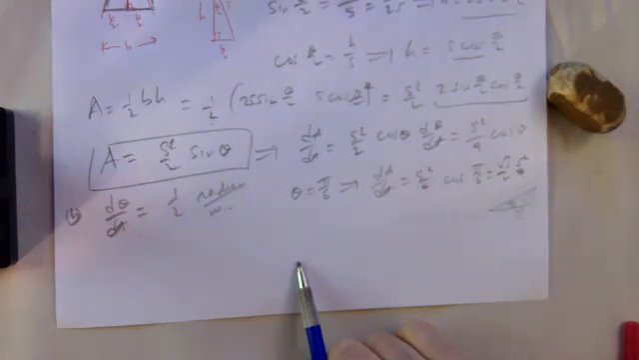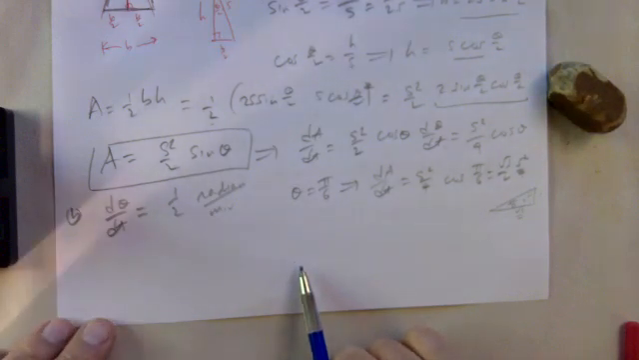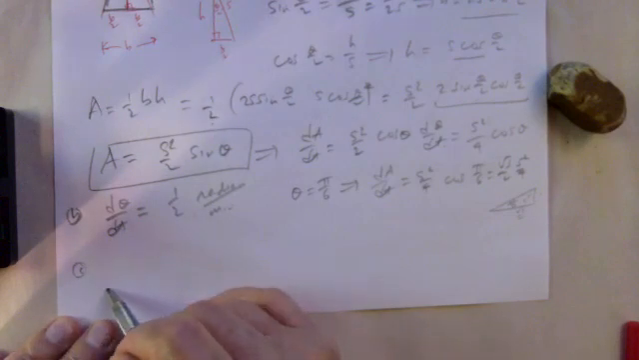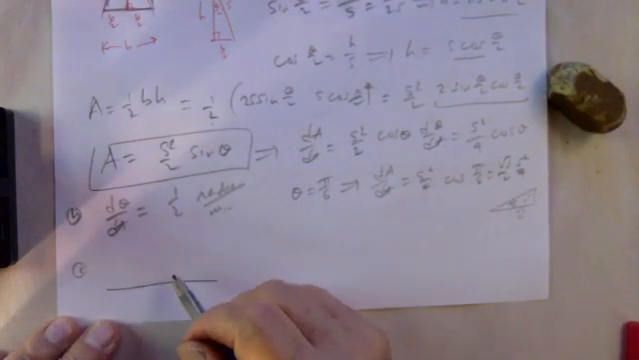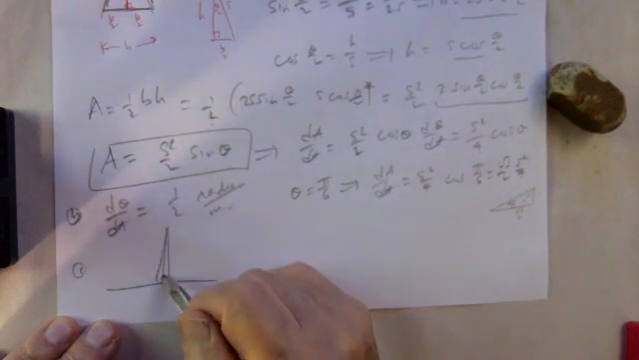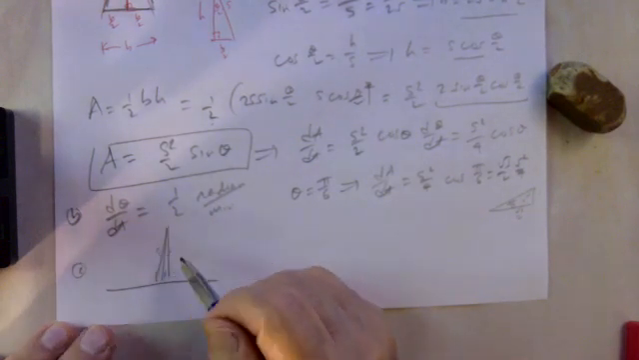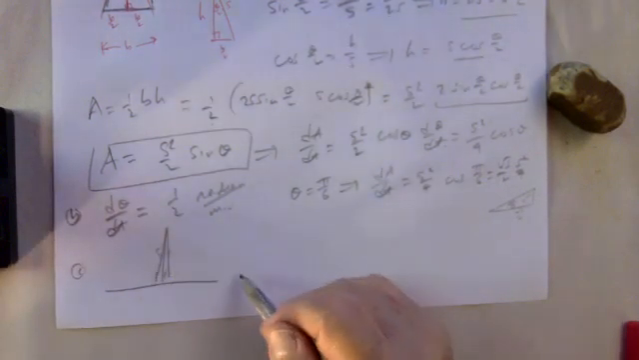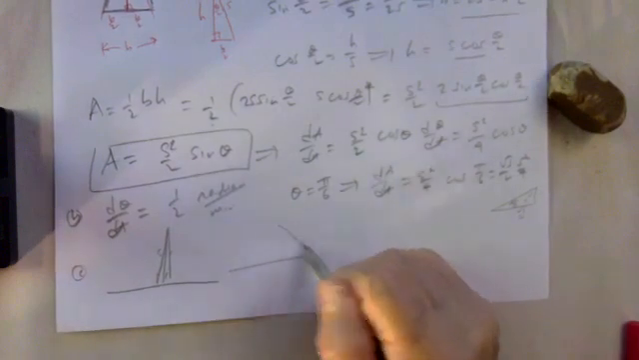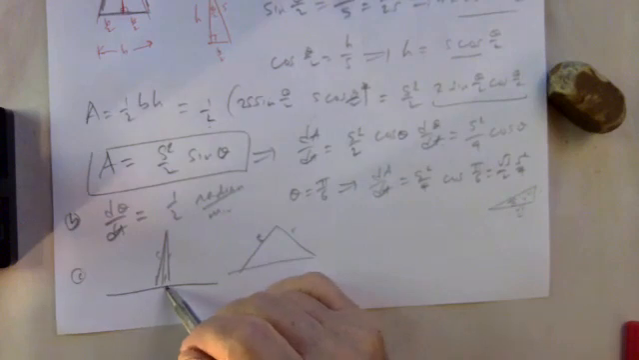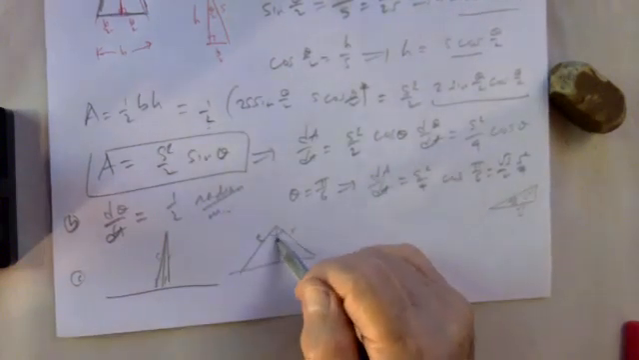And explain why the rate of change of the area is not constant, even though the angle is changing at a constant rate. Well, let's just look at a picture for a moment. Suppose the angle is very small. That's my theta. S doesn't change. As the angle gets bigger, still the same S. Here the area is almost zero. Here the area is much bigger.